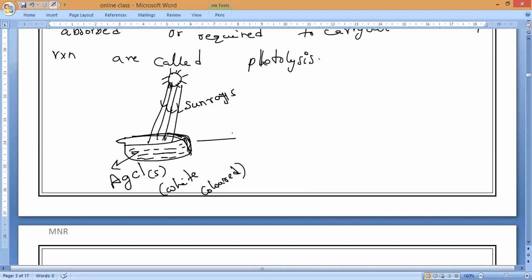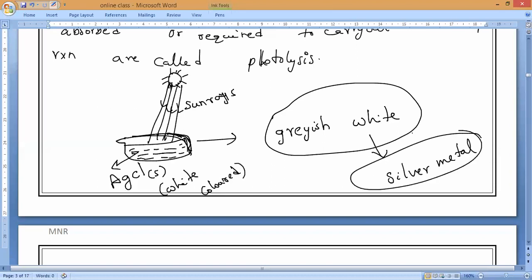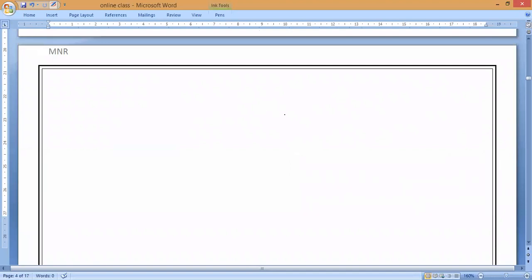you can see the silver chloride, whatever substance you kept, will turn into grayish white. It will turn into which one? Grayish white, because this grayish white indicates the formation of silver metal. What is indicated, guys? Formation of silver metal. And what about the chlorine? What is the state of chlorine? Anybody? Yes. Gaseous state. It will escape.